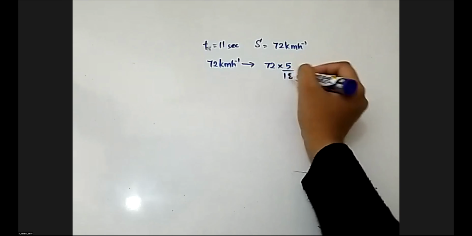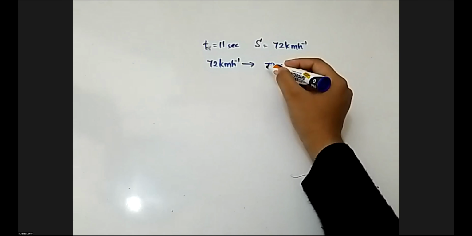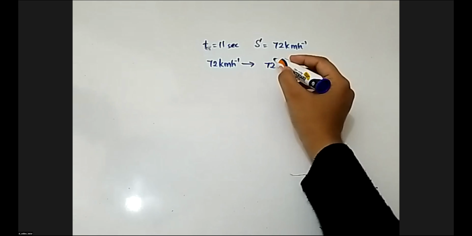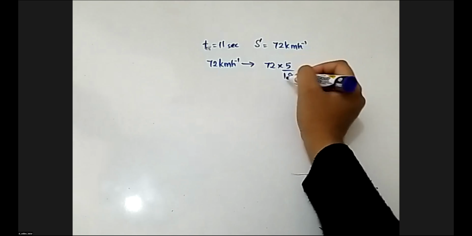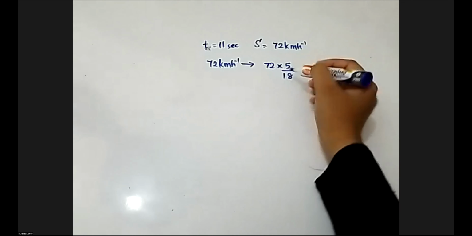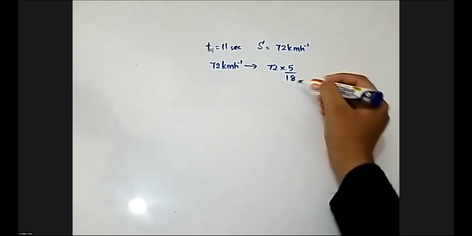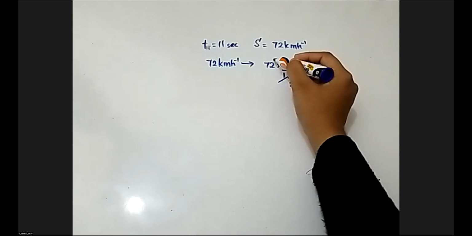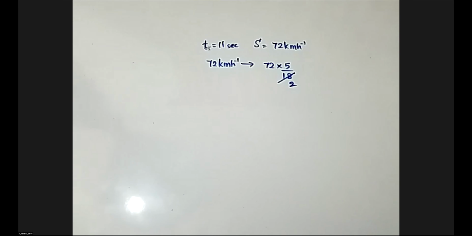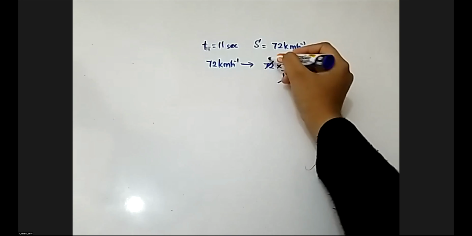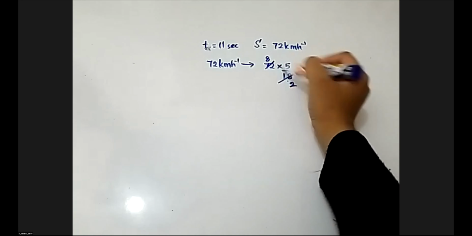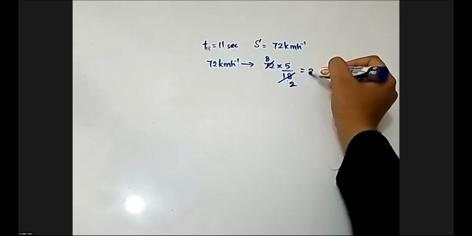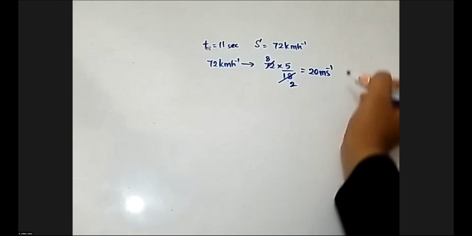So when I simplify this, we can simplify by the 9 times table. 9 times 2 is 18, and 9 times 8 is 72. Now 8 divided by 2 is 4. 4 times 5, you get 20 meters per second.